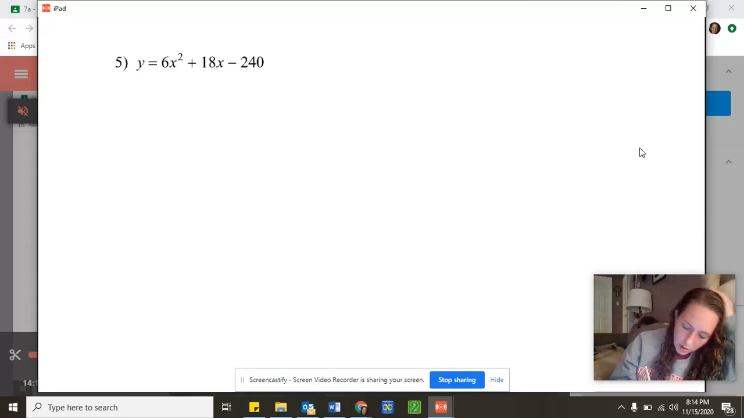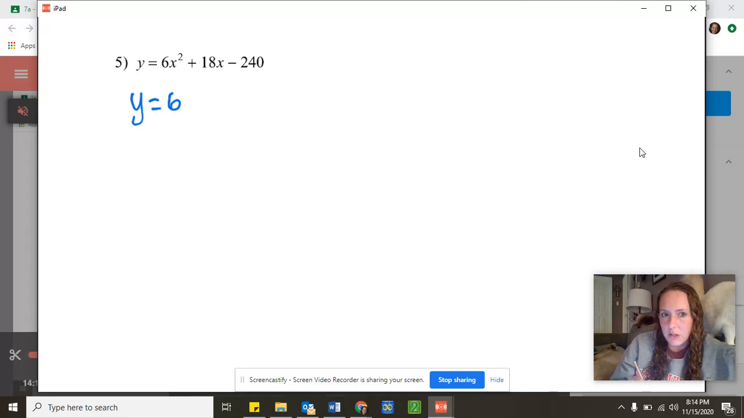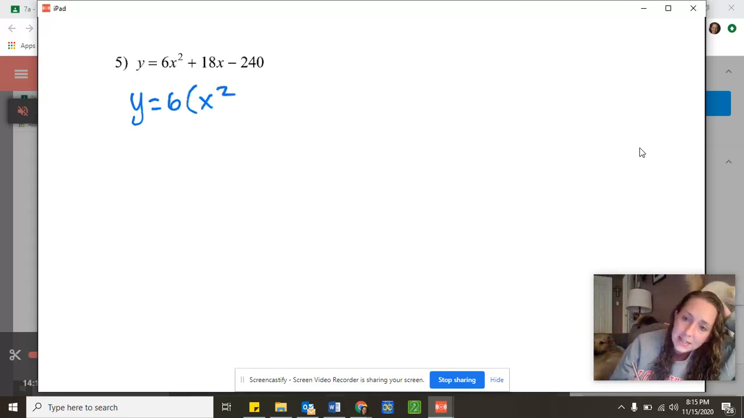So I'm going to put the 6 in front because it doesn't disappear from the equation. We're just moving it out, right? So 6x squared divided by 6 is just going to be x squared. 18x divided by 6 is just going to be 3x. And negative 240 divided by 6 is going to be negative 40.